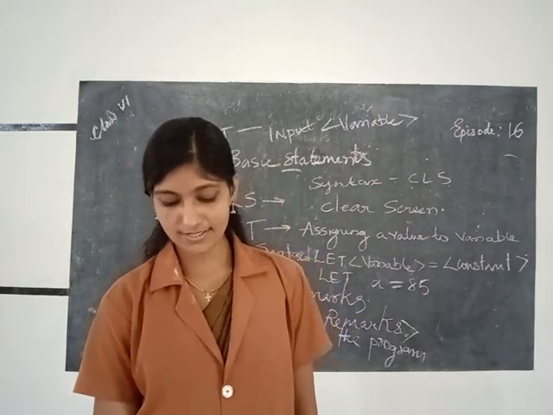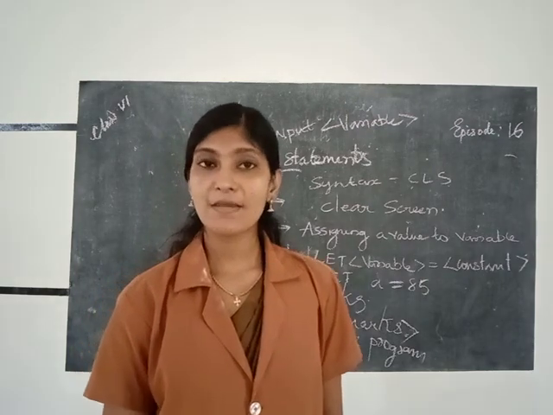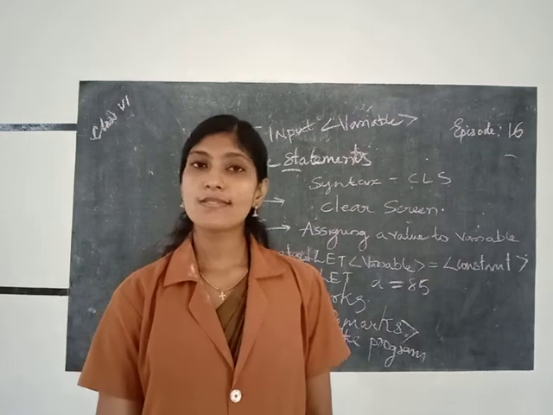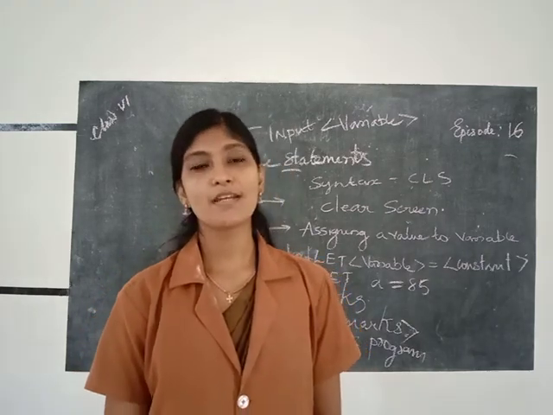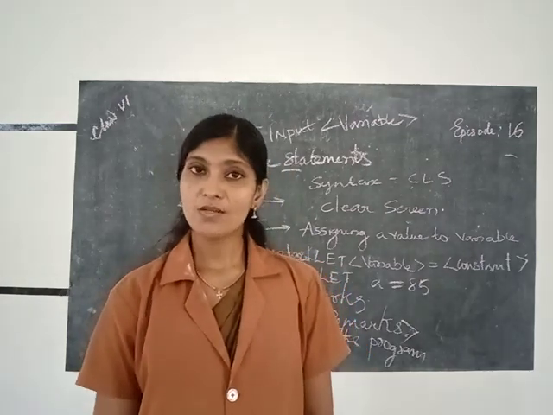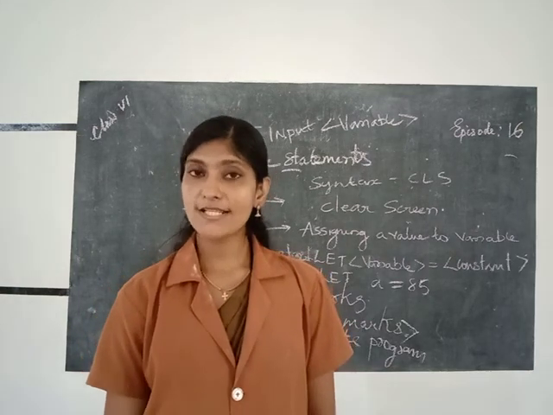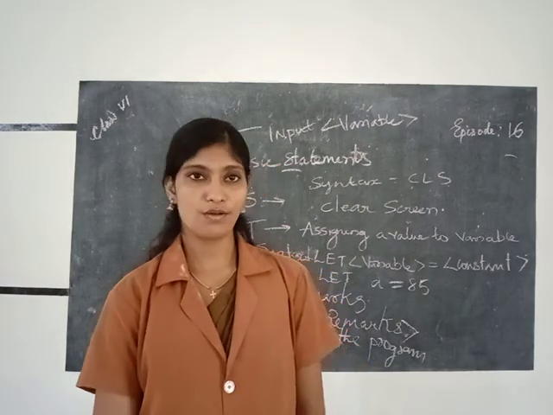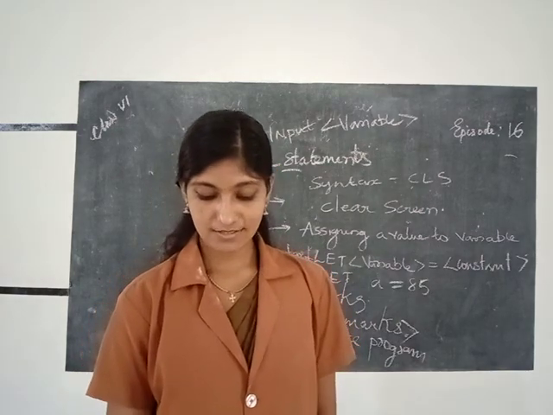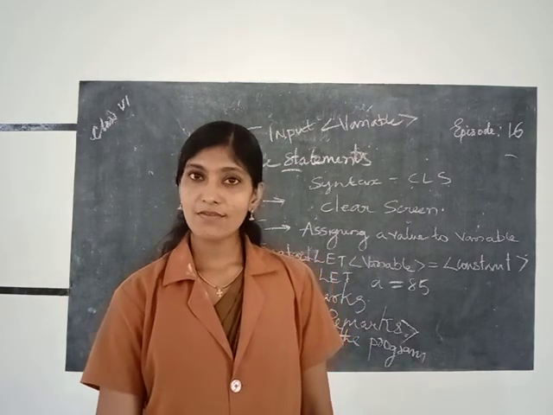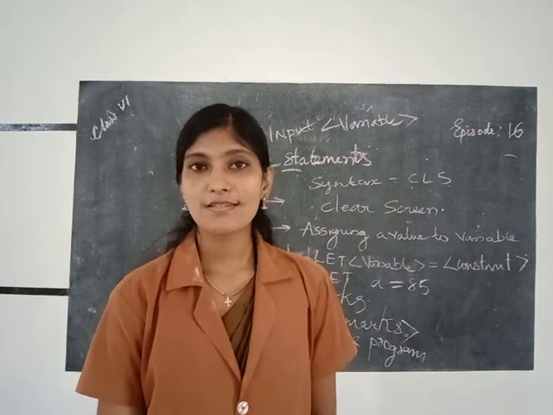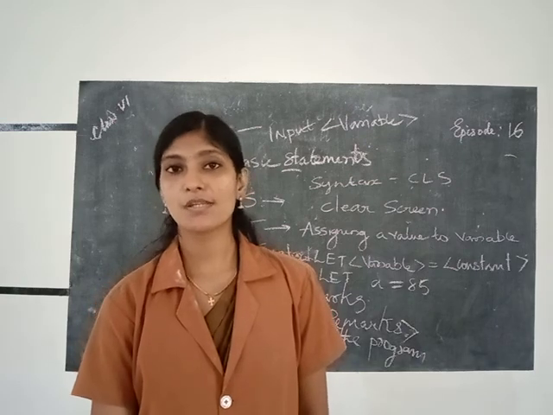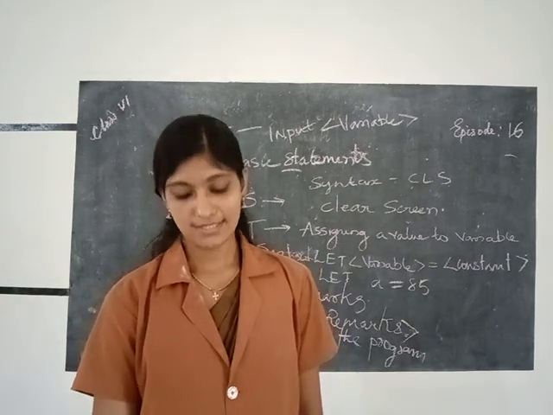The next is constant. A constant remains fixed during the whole execution of a program. There are also two types of constants: numeric constants and string constants. A numeric constant is a number that is fixed and does not change during the execution of a program. And next is string constant. If it is fixed to a particular string, it does not keep changing. It is always fixed during the execution.